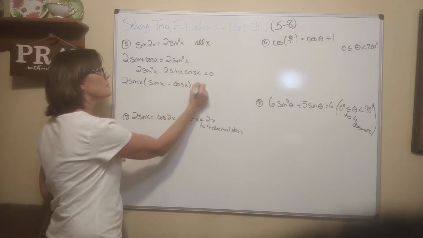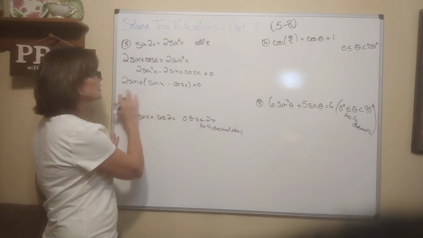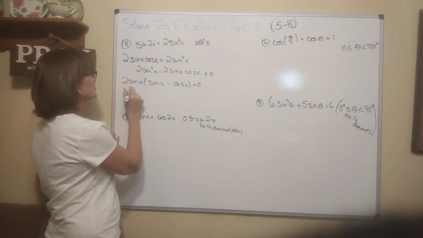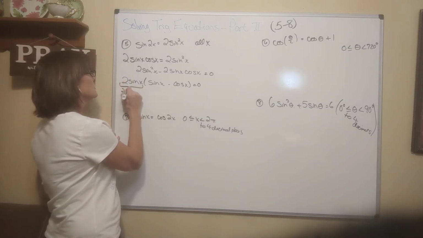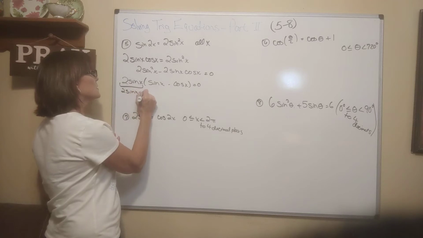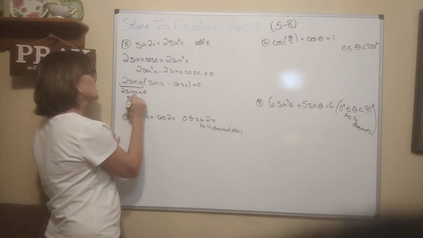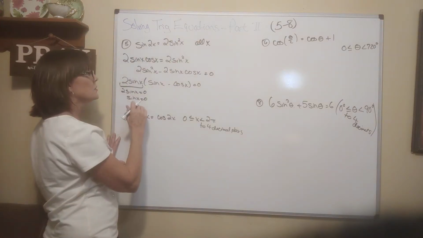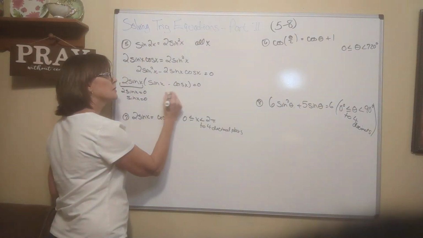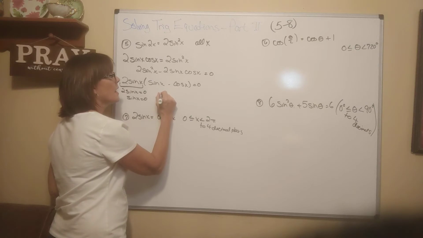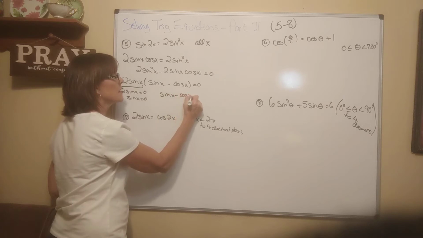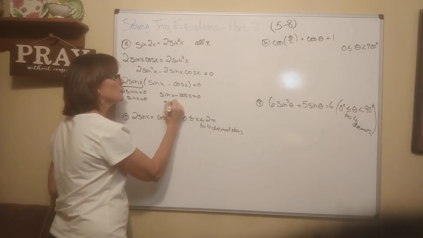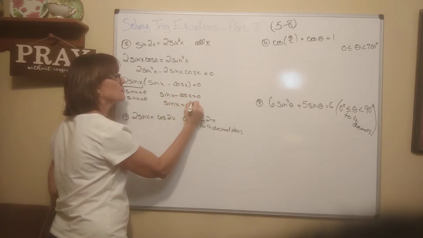And this looks similar to a problem we already did. Let's set this equal to 0. This factor, 2 sine x, is 0. Divide both sides by 2. The sine of x is 0. Whenever this is true, this equation will be true. Set sine x minus cosine x equal to 0. And that will be true when the sine of x is equal to the cosine of x.